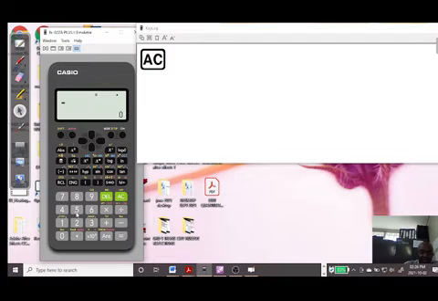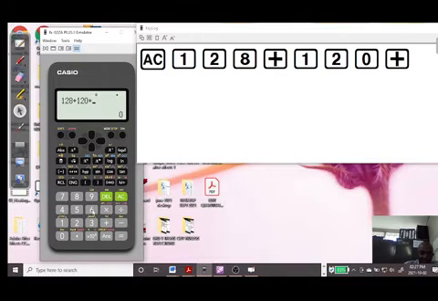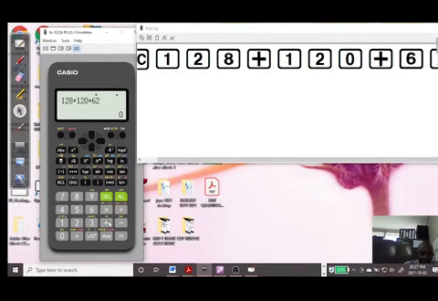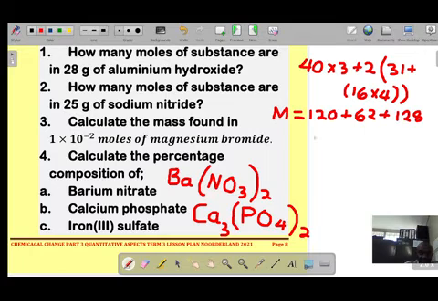Let's start again. 128 plus 120 plus 62, right? Yes, let's get our answer here. It is 310. 128, 120, then 62. Is it? Yes. So you get 310 here.